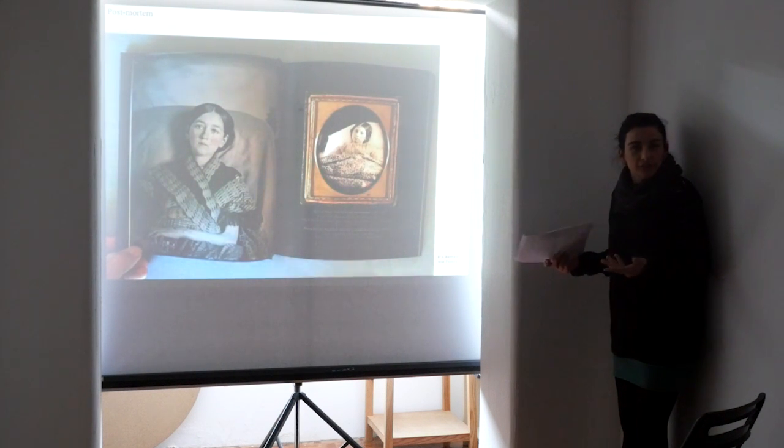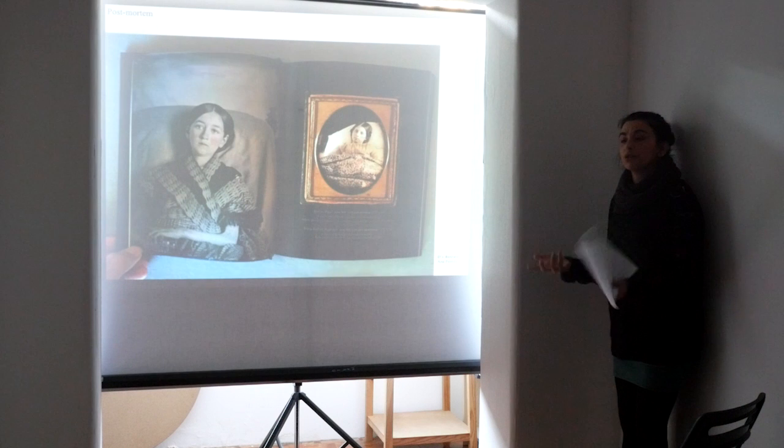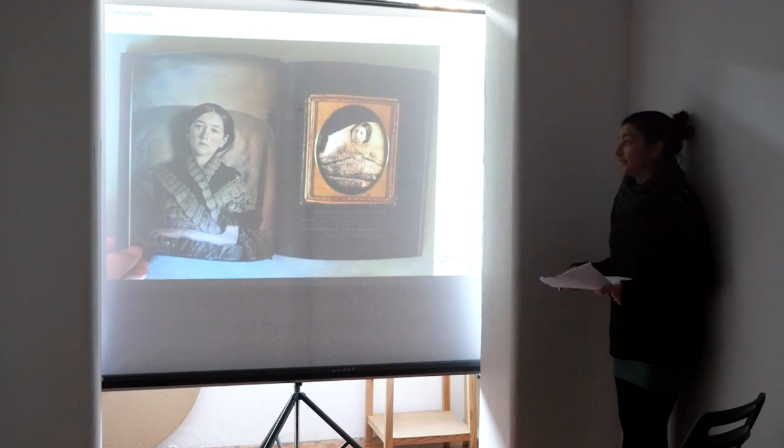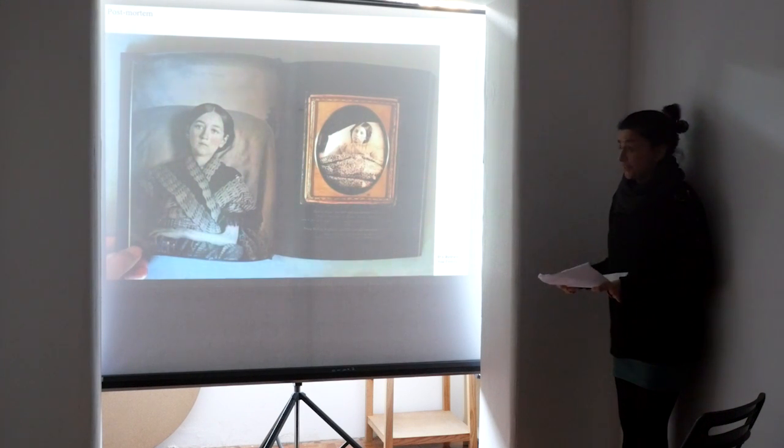Children's mortality was very high. So for a lot of the population, postmortem photography was a means of having a portrait of someone who had already died. And you had a lot of techniques, because photography back then required very long exposures.